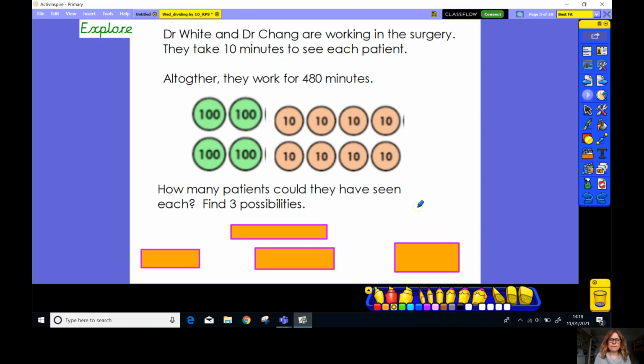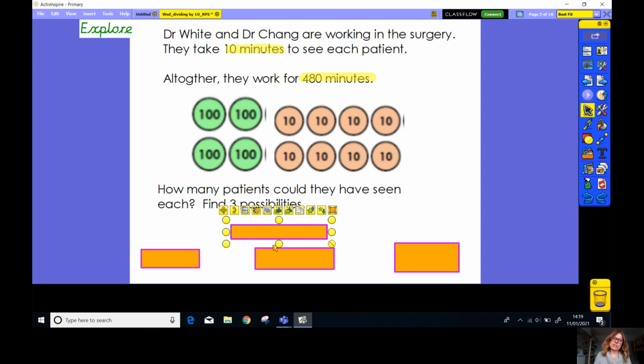Find 3 possibilities. So our key part here is that they work for 480 minutes and they see them for 10 minutes each. Pause the video and think what calculation you would need to write down to work this out. Well done. So hopefully this is the calculation that you wrote down. 480 divided by 10 equals 48.